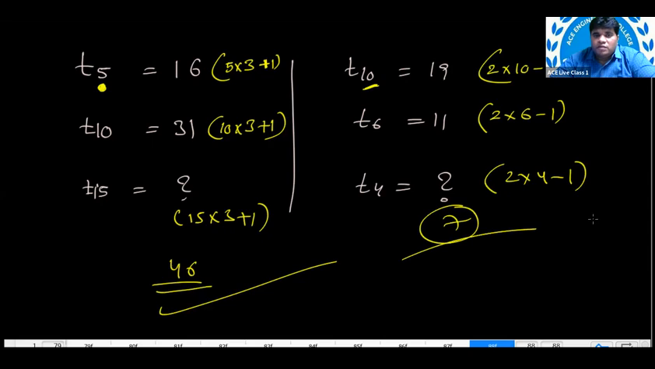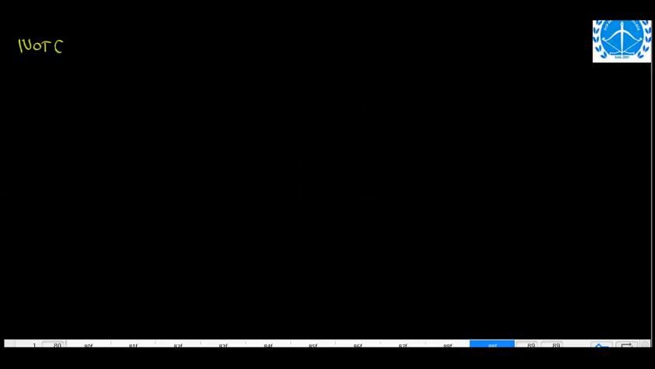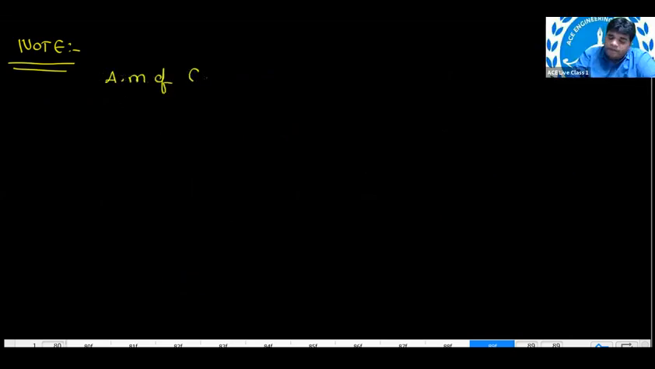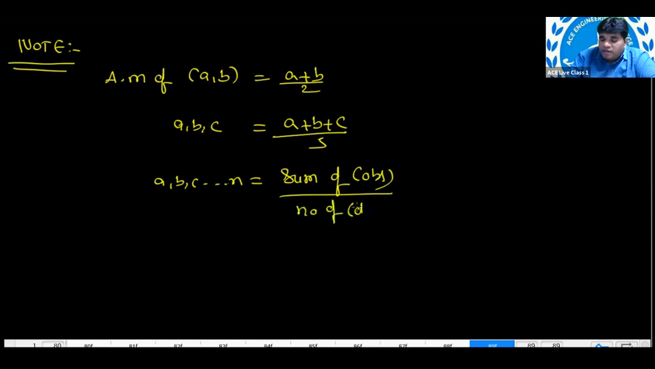Okay? Yes, sir. Next, note: when arithmetic means. Arithmetic mean of A and B is equal to A plus B by 2. Arithmetic mean of A, B, C is equal to A plus B plus C upon 3. In general, it is equal to the sum of observations by the number of observations.